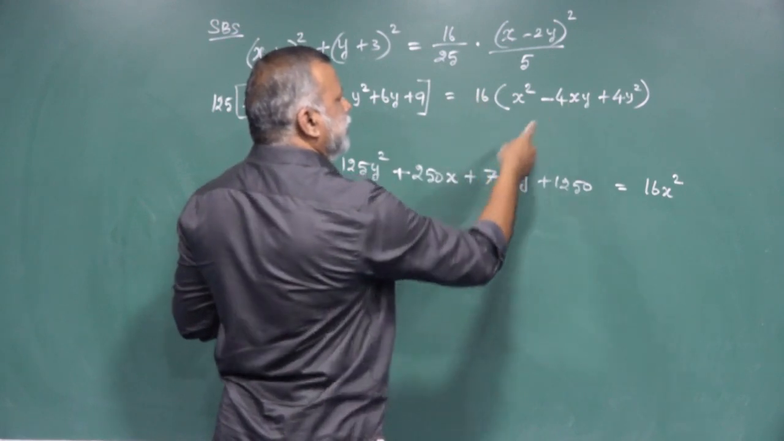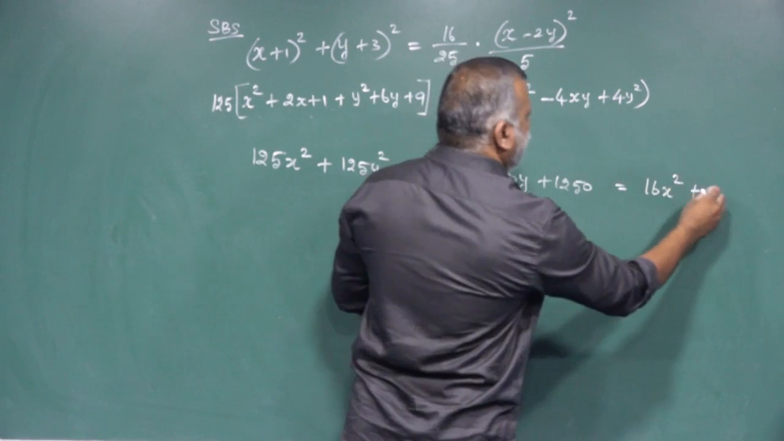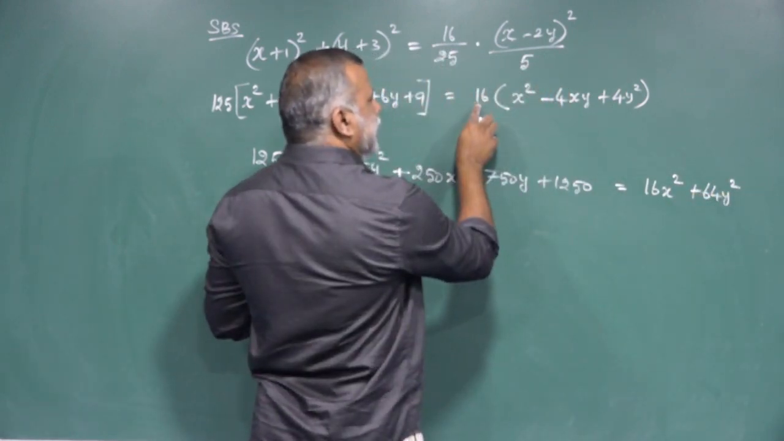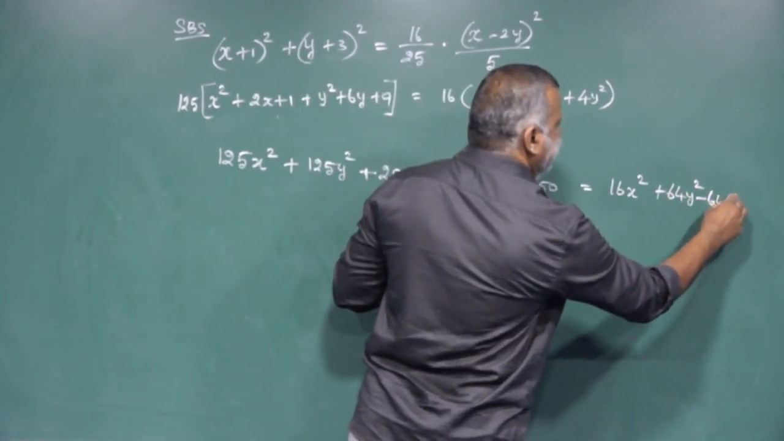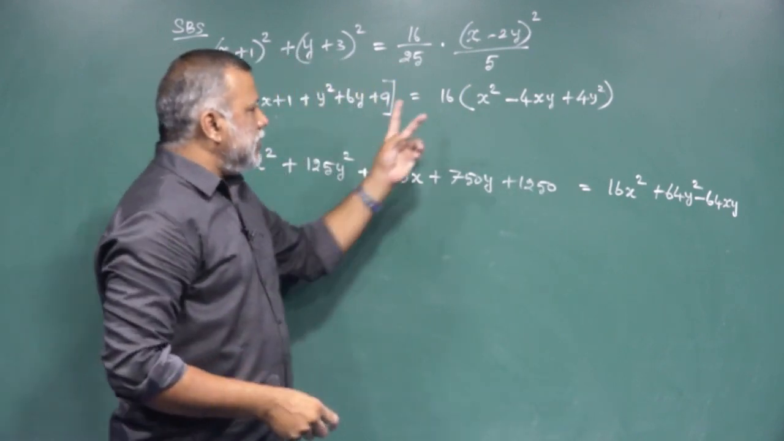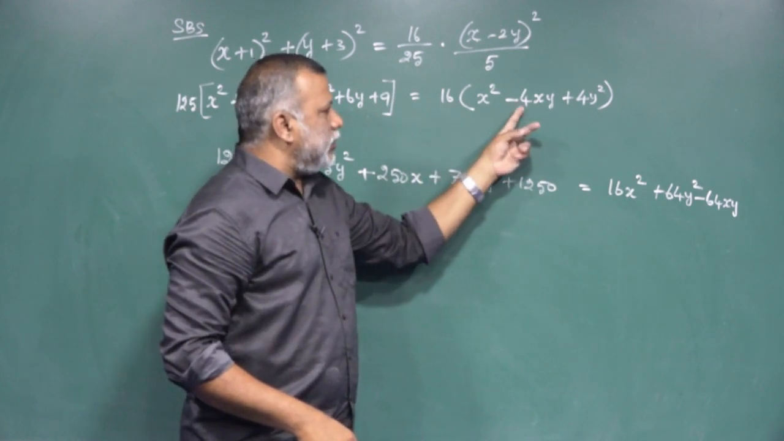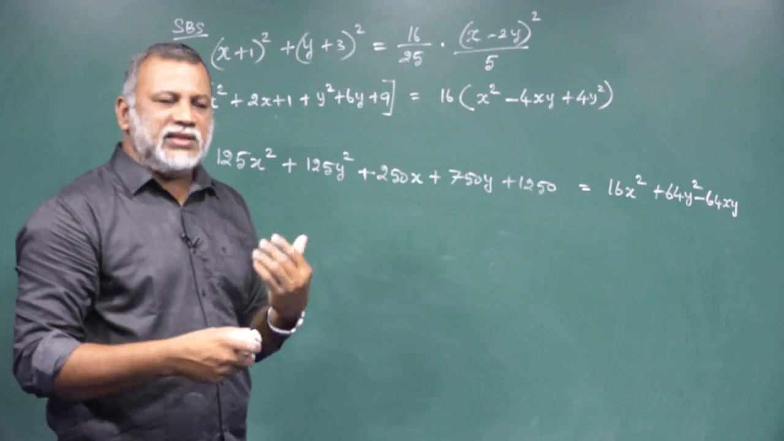Again 16 into 4, this 16 into 4 we can get 64y squared. Again this 16 into 4 multiplication, we can get minus 64xy. So 16x squared, 16 into 4, 64y squared, 16 into 4, 64xy. We are going to convert all the families to the same side.